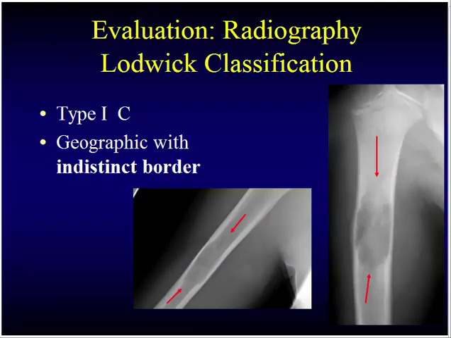And the Lodwick type 1C is geographic with an indistinct border. So again, it logically extends that this is slightly more active histologically than the last, and that's the case. Here's a lesion here, here's a lesion here. There's another example, this diaphyseal one. This was actually a fibrous dysplasia that is not well identified here from side to side.